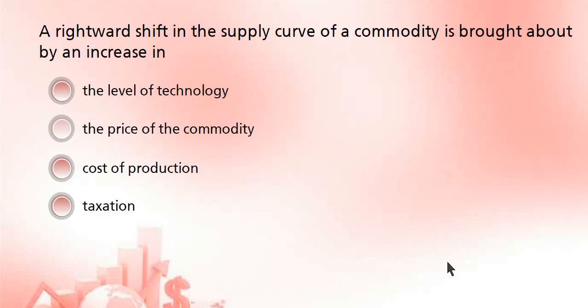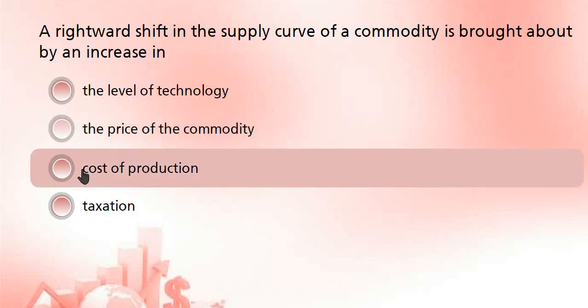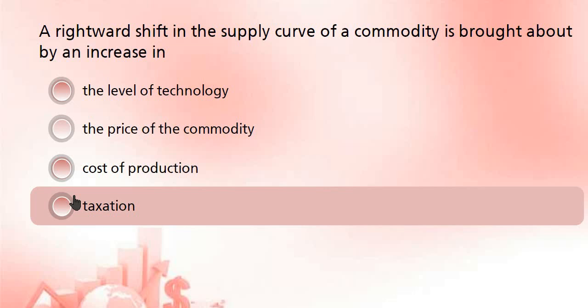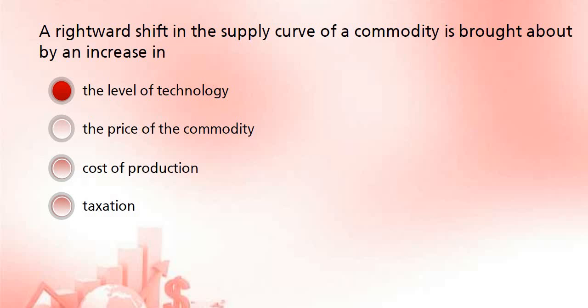Question 10. A rightward shift in the supply curve of a commodity is brought about by an increase in A, the level of technology, B, the price of the commodity, C, cost of production, D, taxation. A shift in supply curve can only be a change in supply and not a change in quantity supplied. Take note of that. A rightward shift indicates an increase in supply, and this can happen if the level of technology increases. So the right answer will be A, level of technology.